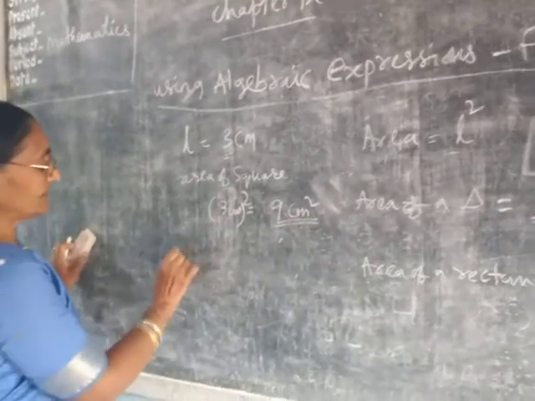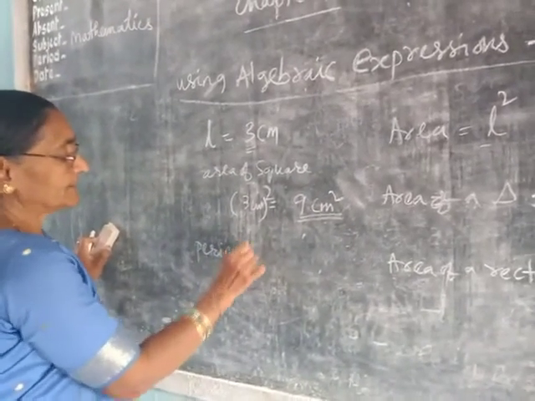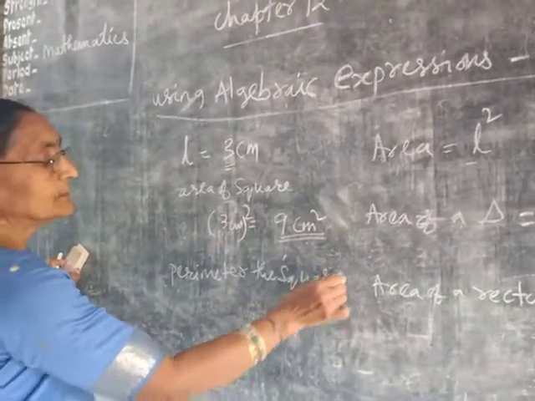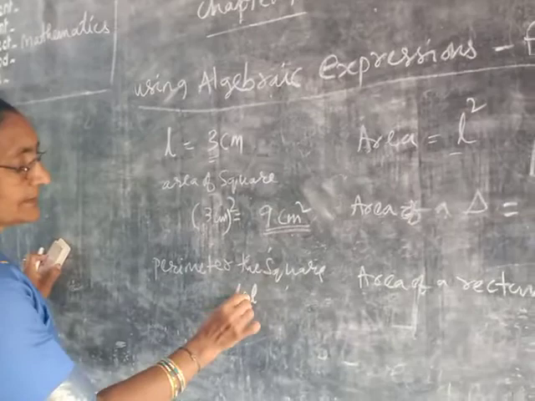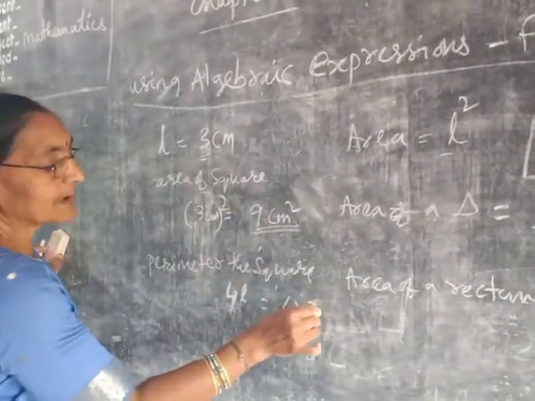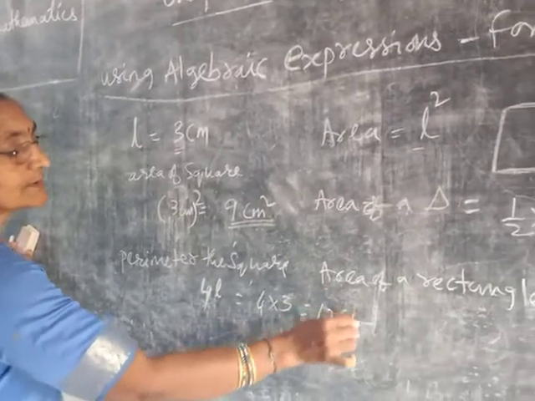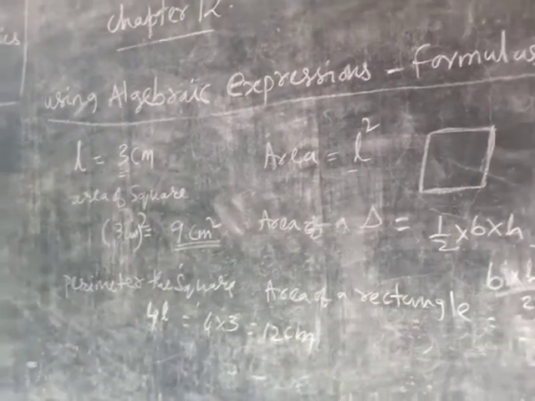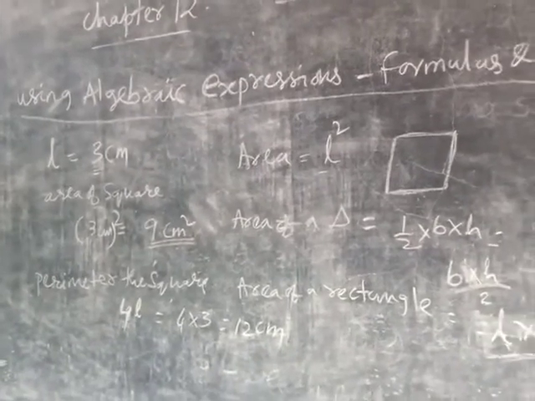Like that way, perimeter of the square. How do you find it? 4 into L, 4L. That is the perimeter of the square. In place of L, you write the given value. How much is there? 12 centimeter. Like that way, you have to find the formulas using the algebraic expressions.